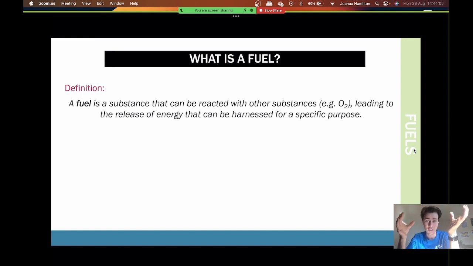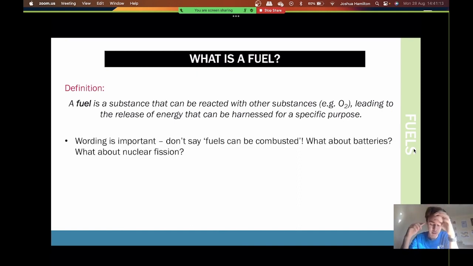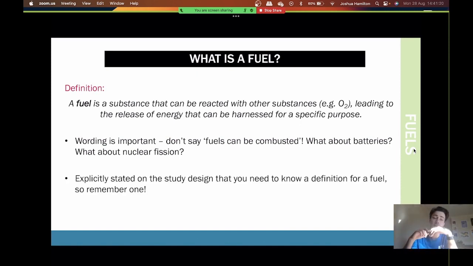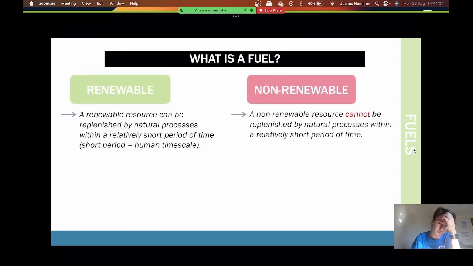You need to know this definition. You need to be able to produce this definition in an exam. You need to be able to say, all right, a fuel is a substance that can be reacted with other substances, leading to the release of energy that can be harnessed for a specific purpose. The wording is important. You don't want to say a fuel can be combusted. You need to be able to apply this. It's explicitly stated in the study design. You do need to know this. Fuels, really important.